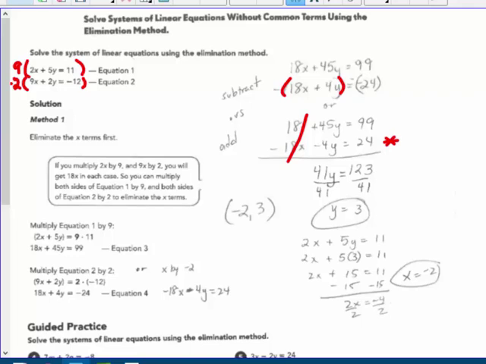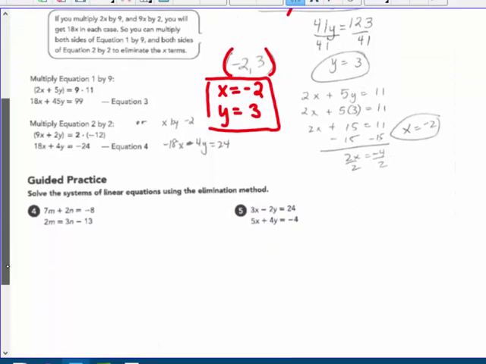Plug that back in. Go back to the original equations, not the ones that I multiplied, not their equivalent, not the larger equivalent equations. They look larger, they're not. They're the same value. 2x plus 5y equals 11, and 2x plus 5 times 3 equals 11. So subtracting 15, I get x has to equal negative 2. So it's the ordered pair negative 2, 3. Or you could write it out, x equals negative 2 and y equals 3. I like to put it in the ordered pair like that.